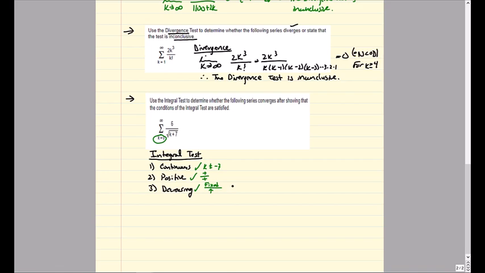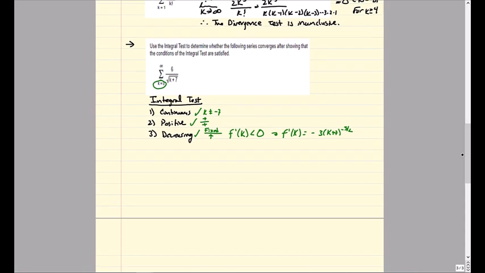Another way that we could do that is we could take the derivative of the function and we could show that the derivative is less than 0, or basically the derivative is negative. And in this case, the derivative is negative 3 times k plus 7 to the negative 3/2. So that's definitely negative. So because it's continuous, positive, decreasing, I can go ahead and do the integral test now.